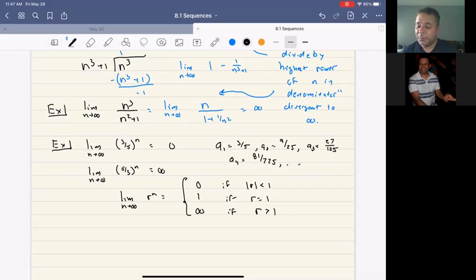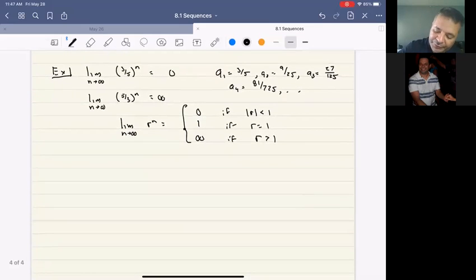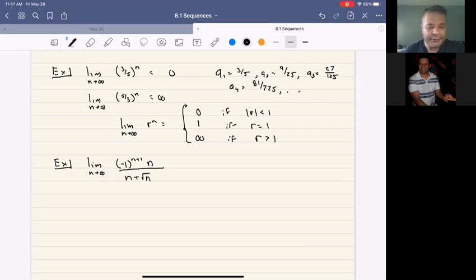One more type of thing we'll look at. The limit as n goes to infinity of (-1) to the n plus 1, times n over n plus root n. That one looks interesting. Well, let's write out a couple of terms of this.